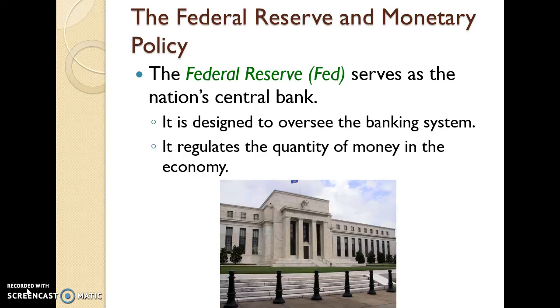Okay, the Federal Reserve, which is also known as the Fed, serves as our nation's central bank. If a bank needs to get money, they can go to the Federal Reserve, and they are given loans from the Federal Reserve. Money that is printed is first given to the Federal Reserve Bank, which then distributes it to the nation's banks through our banking system. So the Federal Reserve is a bank's bank.